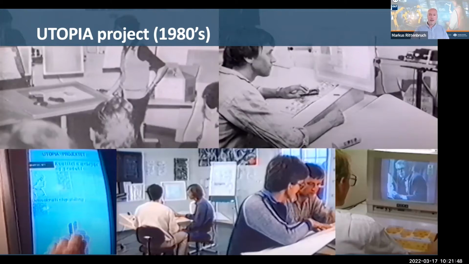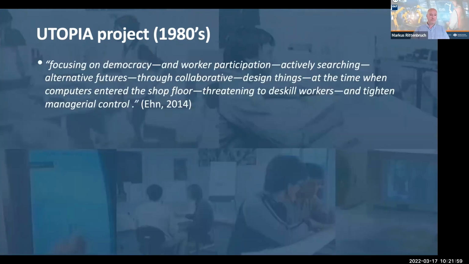And their focus was really on looking, rather than using computers just for automation, how can we design better tools that allow people to do their job better? So here's a summary from Pelle Ehn, who was one of the researchers on the project. He said the focus was on democracy and worker participation, actively searching for alternative futures through collaborative design, at the time when computers entered the shop floor, threatening to de-skill workers and tighten managerial control.